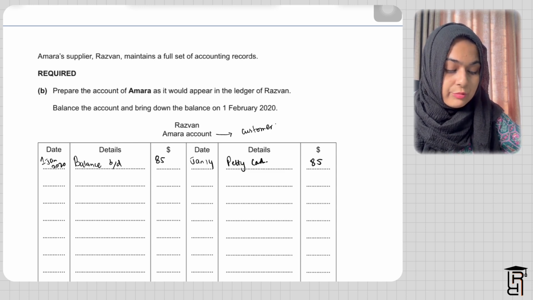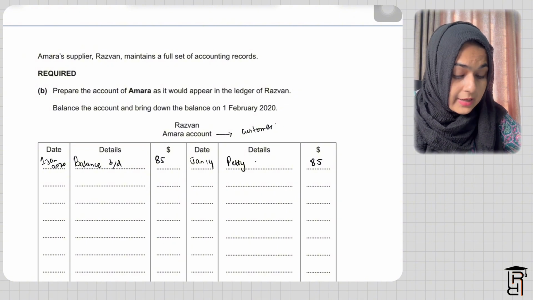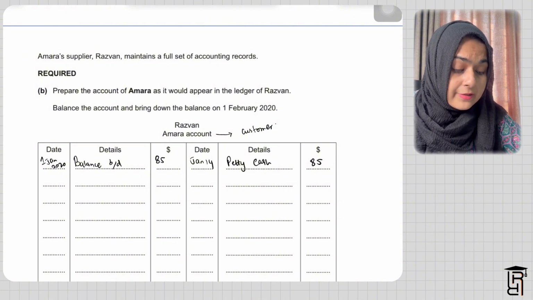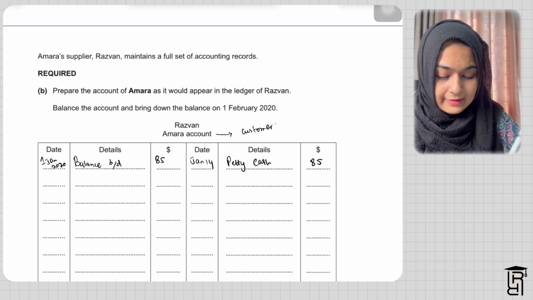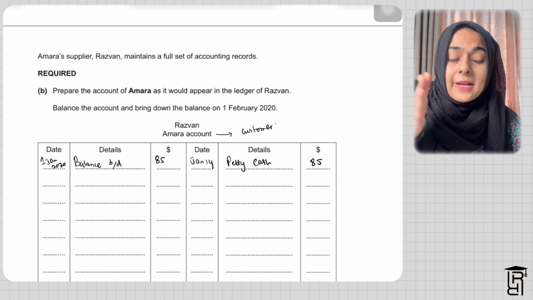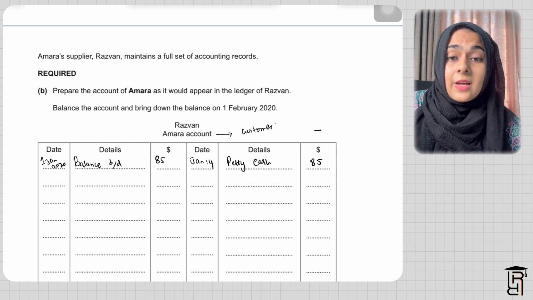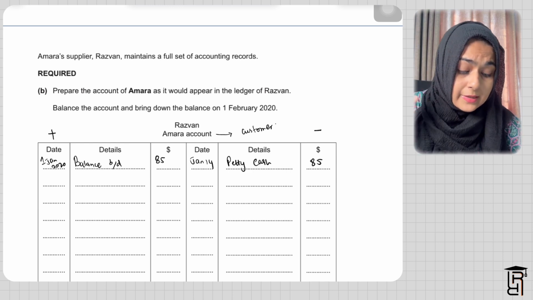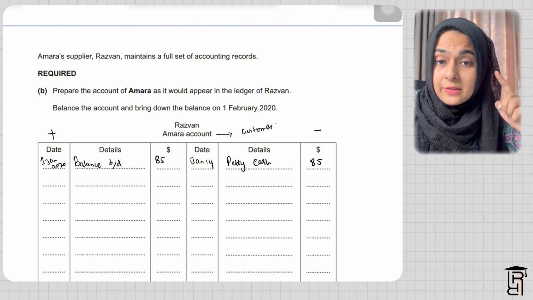Razvan is going to receive money in cash here, and this is basically a trade receivable account. So it reduces on the credit side and increases on the debit side. Whenever Amara is buying more goods from Razvan, for Razvan it's sales, for Amara it's purchases. But now we are thinking from the perspective of Razvan.